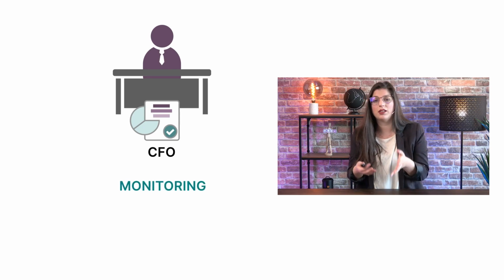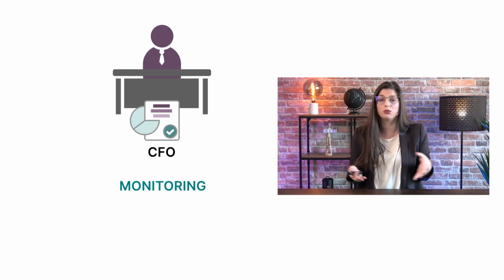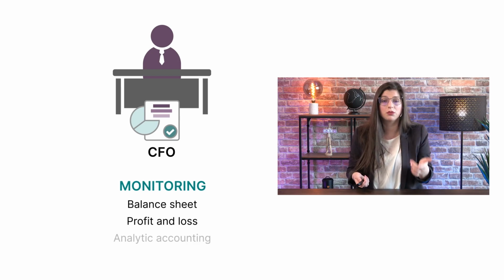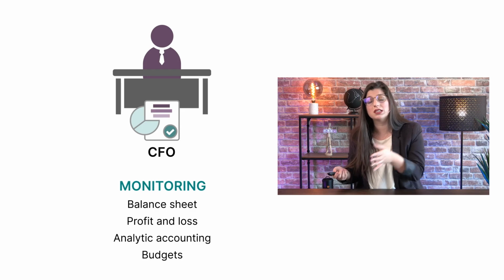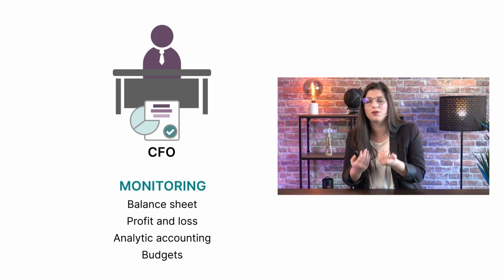And in Odoo, they have different tools to make sure that this works, like in legal reporting, like balance sheet and profit and loss, and some management tools like the analytic accounting and the budget management. Based on all those information, they're going to be able to take quick and efficient decisions for the financial health of the company.